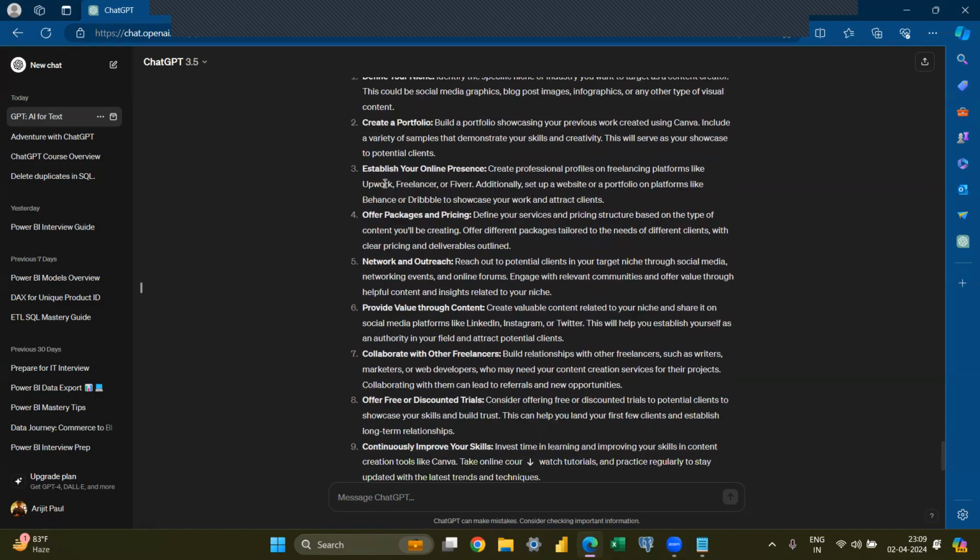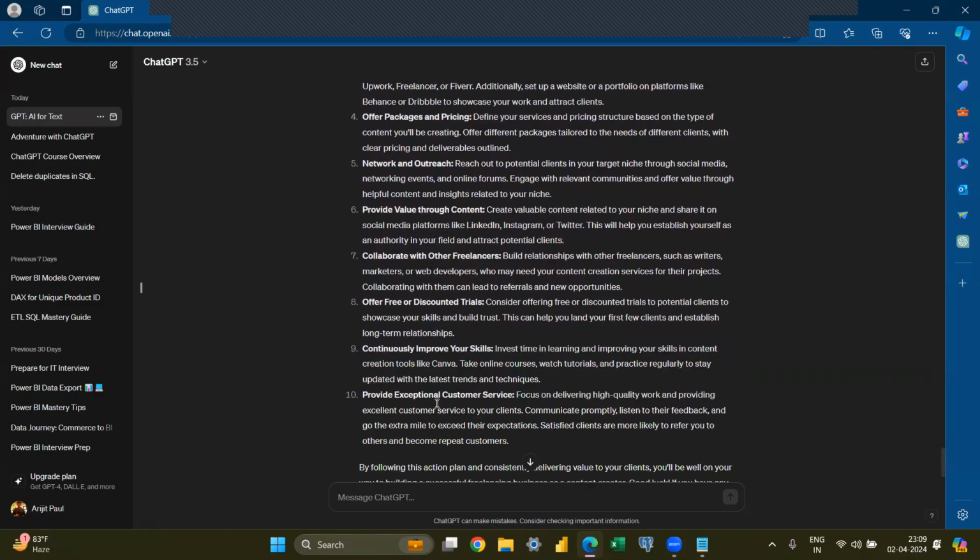But yeah, this is something which ChatGPT is very much expert in doing: how it can frame words and create value out of it. Here, point number six: provide value through content.